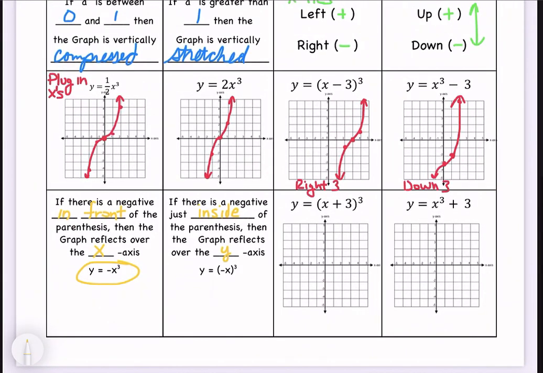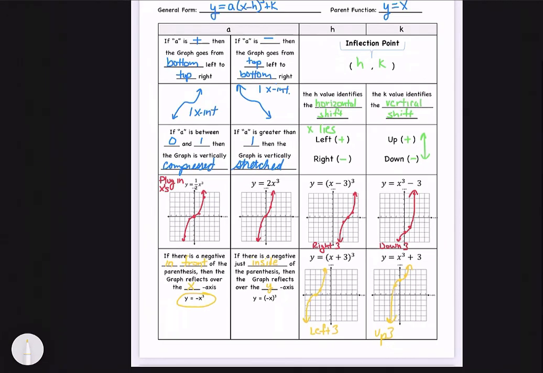All right, we have a couple more graphs. (x plus 3) cubed means left 3, and you'll be able to see how it kind of looks the same. Plus 3 means we moved up 3, so we're at (0, 3). It's always going over 1, up 1, down 1, but when you move to the left or right 2, it really starts to change.